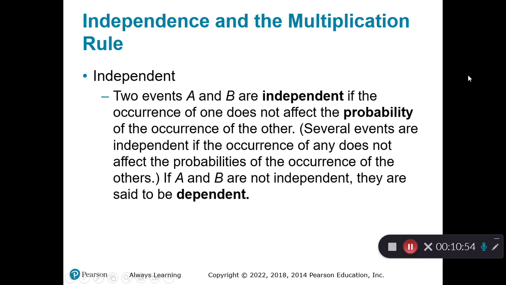Let's explore the idea of independence. Two events, A and B, are said to be independent if the occurrence of one does not affect the probability of the occurrence of the other. So, for example, whether A has occurred or not, it would have no bearing on the probability of B occurring. Several events are independent if the occurrence of any does not affect the probability of the occurrence of any of the others. If A and B are not independent, they are said to be dependent.